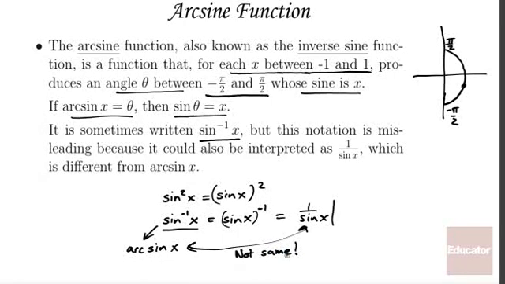The safest thing to do is to not use this notation, sine to the -1, at all. Let me just say, avoid this notation completely, because it is ambiguous. It could be interpreted to mean these two different things that are not equal to each other. So instead, it's probably safer to use the notation arcsine of x, which definitely means inverse sine of x and cannot be confused.